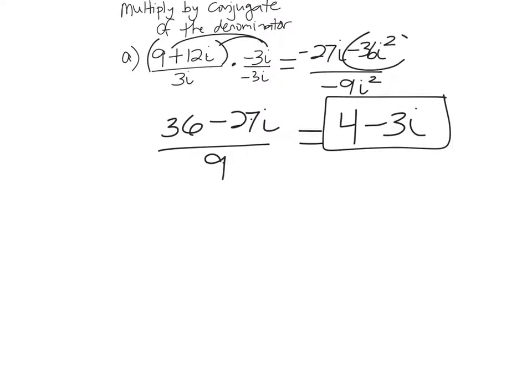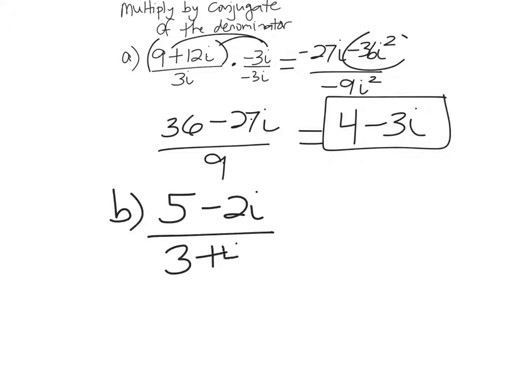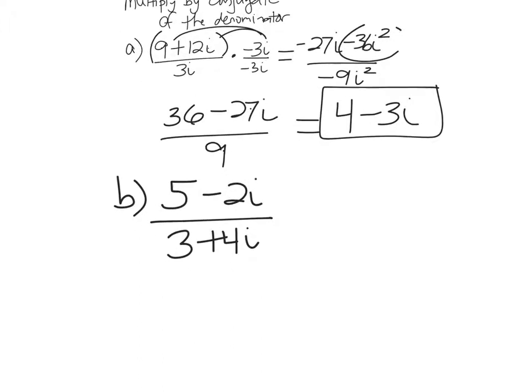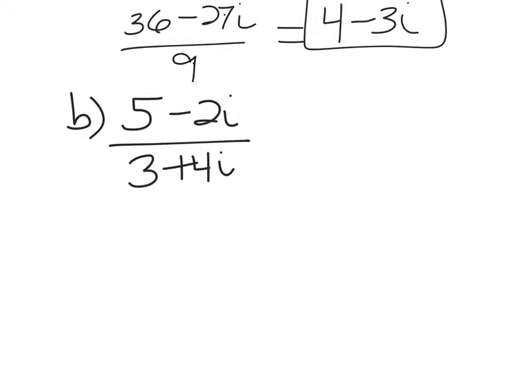Okay. All right, we got 2 more of these. Suppose I have 5 minus 2i over 3 plus 4i. You're going to really hate these. Not because they're difficult, just because they're time consuming. What you're going to do is multiply top and bottom by the conjugate. That's how you divide complex numbers.